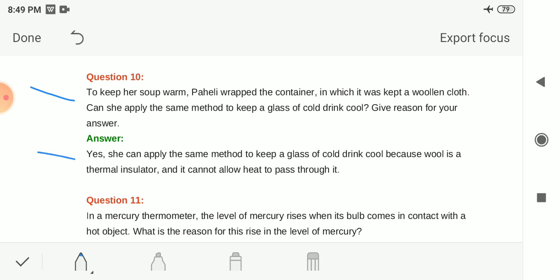So yes, she can apply the same method to keep a glass of cold drink cool, because wool is a thermal insulator. We had seen it is a poor conductor of heat, and it cannot allow heat to pass through it from the soup to the surrounding or from the surrounding to the soup. So that's why she can also use the same method to keep her cold drink cool.